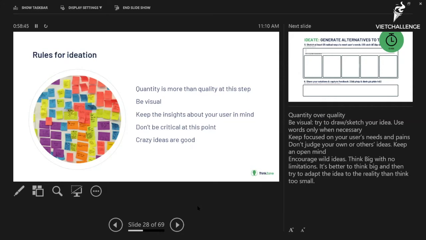Don't be critical at this point. As I said, this is not the time to judge the ideas. This is really the time to give free space to your mind to be creative and to think outside the box.